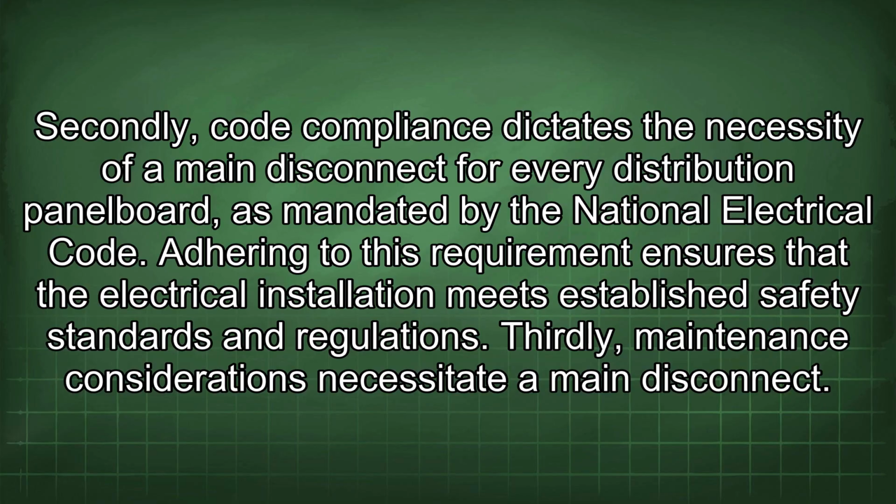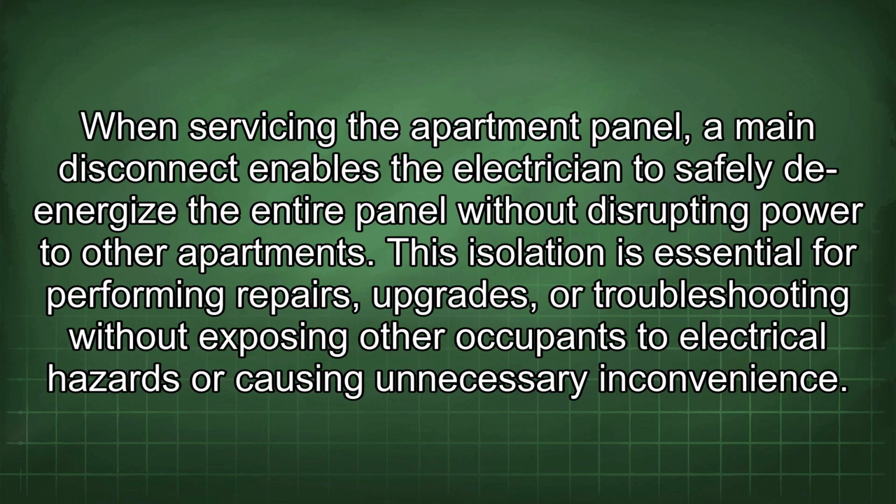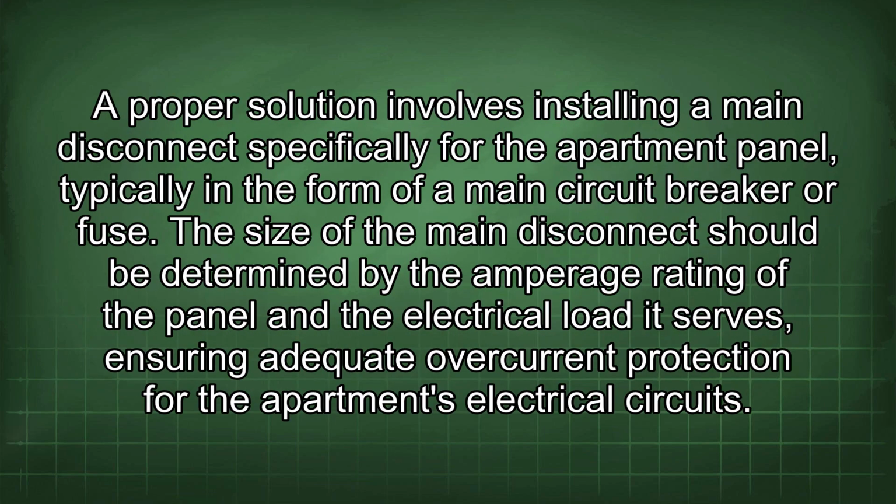Thirdly, maintenance considerations necessitate a main disconnect. When servicing the apartment panel, a main disconnect enables the electrician to safely de-energize the entire panel without disrupting power to other apartments. This isolation is essential for performing repairs, upgrades, or troubleshooting without exposing other occupants to electrical hazards or causing unnecessary inconvenience. A proper solution involves installing a main disconnect specifically for the apartment panel, typically in the form of a main circuit breaker or fuse.